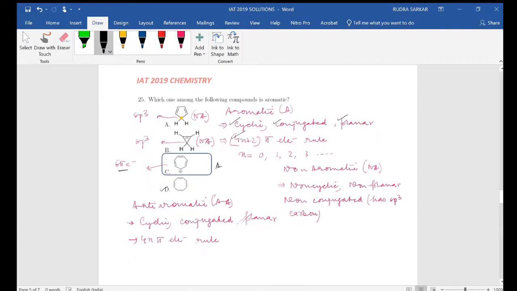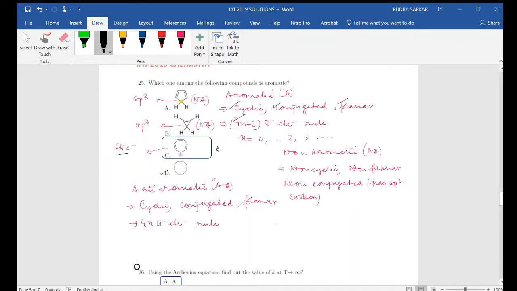Actually, this will be existing in a tub shape structure to avoid anti-aromaticity. And so now because it is having a tub shape, it is becoming non-aromatic. So this too will be non-aromatic. So the only aromatic system out here is going to be option C. Okay, so next question out here is what?